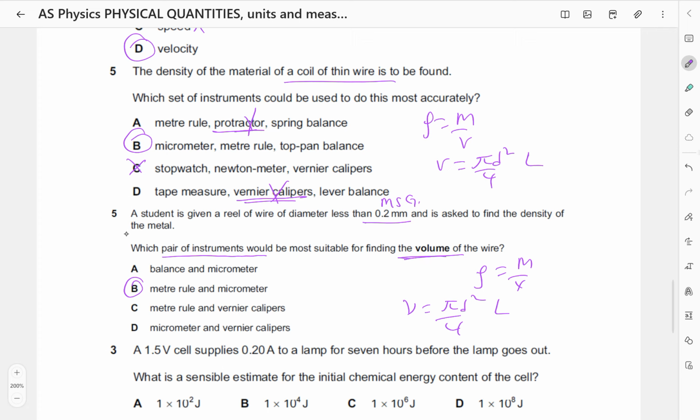Now they made the volume bold because they know students might think about mass and volume. Yet they want volume alone.